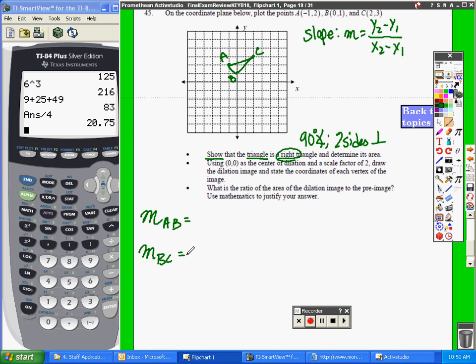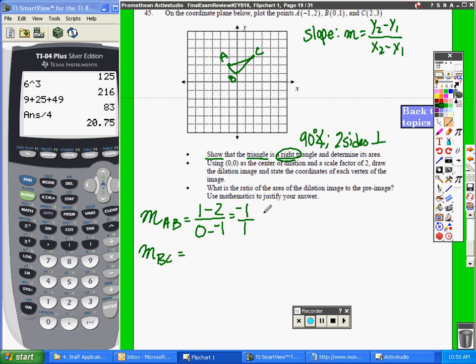So AB, I'm going to do y2, which is 1, minus 2, over x2, which is 0, minus x1, so 0 minus -1. 1 minus 2 is -1. 0 minus -1 is 0 plus 1, or positive 1. So I'm going to leave my slope like this for now.